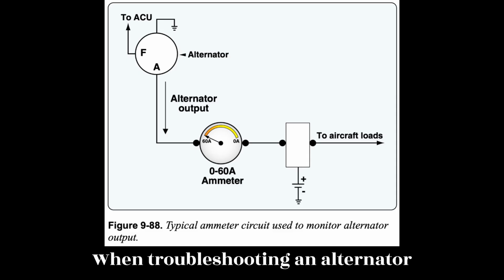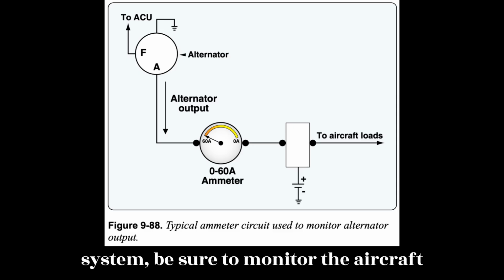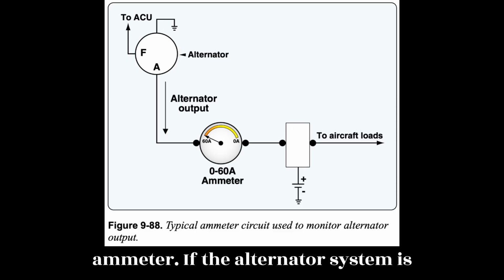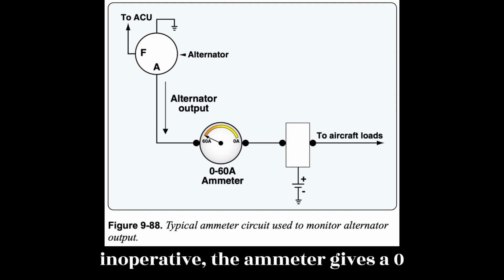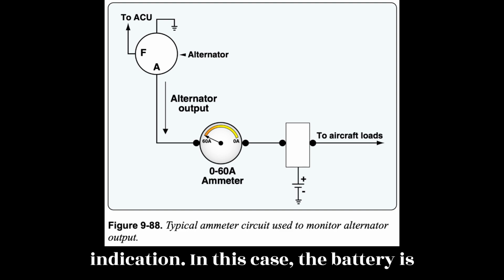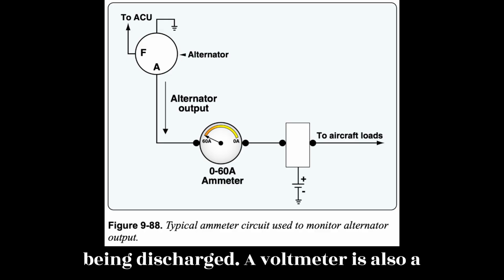When troubleshooting an alternator system, be sure to monitor the aircraft ammeter. If the alternator system is inoperative, the ammeter gives a zero indication. In this case, the battery is being discharged.